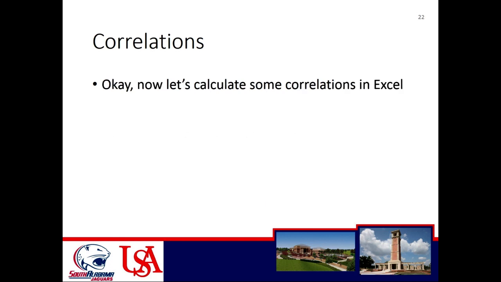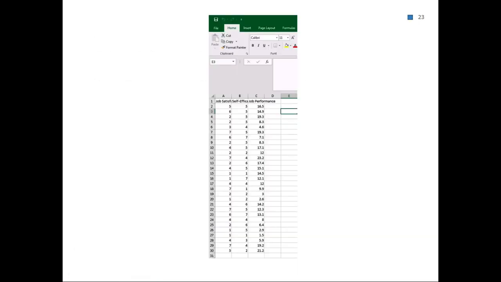Okay, so with those things noted, let's go ahead and calculate some correlations in Excel. This is going to be the same as in your guide. This is something you can watch in this video and then follow along on the guide that I provide in my email. So in this data set, we're going to have three variables: job satisfaction, self-efficacy, and job performance. And we're going to have 29 participants. So 29 people completed a survey on all three of those variables of job satisfaction, self-efficacy, and job performance.